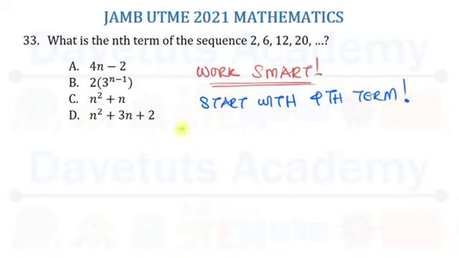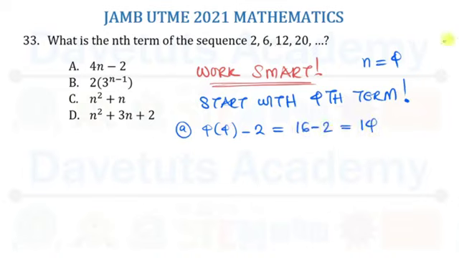Like in the first option, 4n minus 2. Fourth term means that our n is equal to 4. So when we are talking about 4n minus 2, we are talking about 4 times 4 minus 2. That's 16 minus 2, which is 14. And what is that fourth term that we have? We have it as 20 given in this particular question. So definitely option A is out.